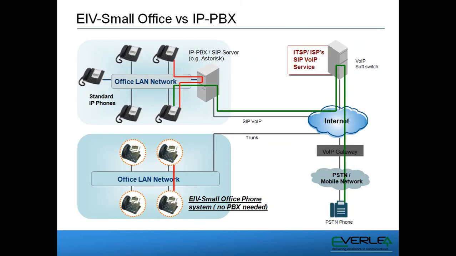If we compare the EIV-Small Office to a traditional IP PABX, each of the traditional IP PABX extensions needs to go through the SIP server that is on site before it can be transferred or can communicate to another phone. Whereas the EIV does not have to go through any server whatsoever. It simply is communicating to each other.